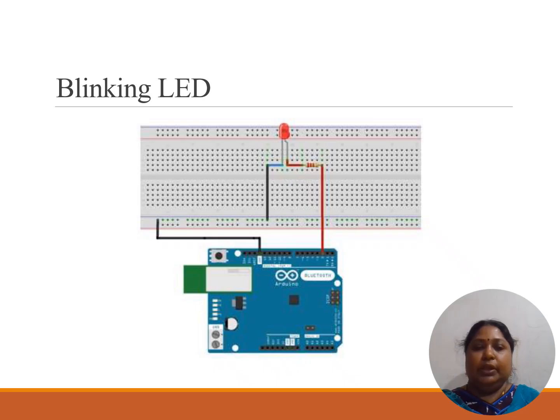Let me explain a simple example, that is blinking an LED. In order to blink an LED on the Arduino board, we have to interface an LED. The LED is interfaced to digital pin 13. To avoid the LED burning out, we have used a resistor here, and this is for powering up your board. We have interfaced only one element, that is the LED, with the help of a resistor.